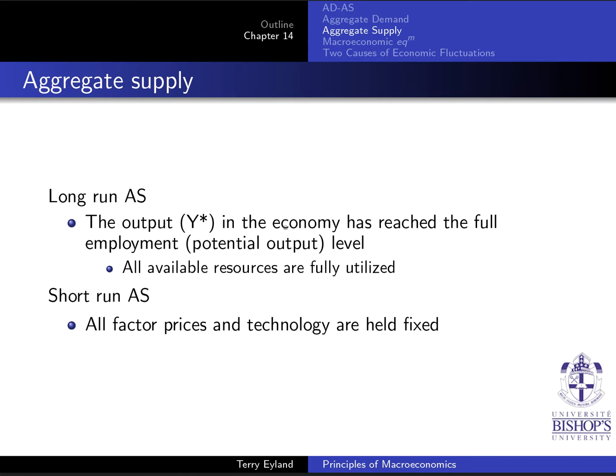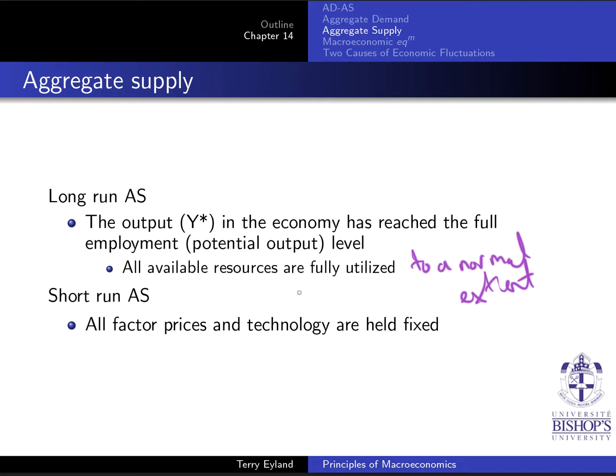The long run aggregate supply curve will represent an output level in the economy that has reached full employment or potential output level, which means that all available resources are fully utilized, but to a normal extent. Whereas short run aggregate supply is a situation where all factor prices and technology are held fixed. Here we have even population and other things like that.